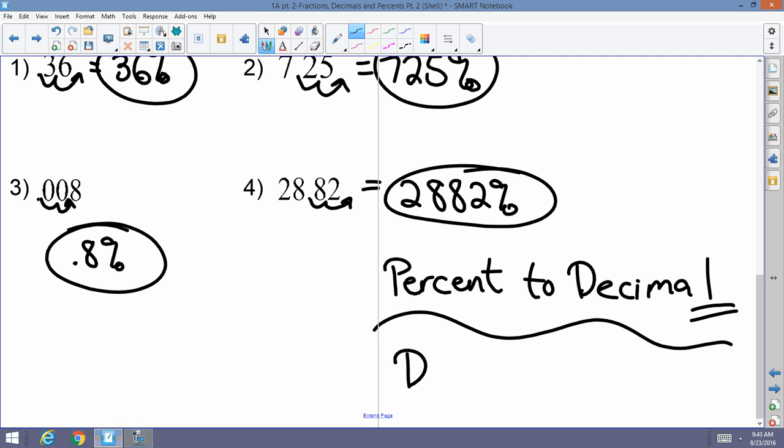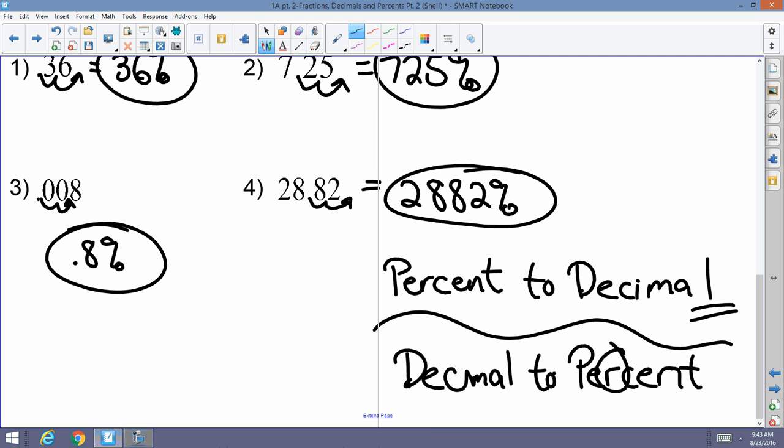If I'm going from decimal to percent, per R, the R for right. I'm going to go 2 places to the right. So that's a nice, easy way to remember. Percent to decimal, la, la, la, L to the left, 2 places. Decimal to percent, R for the right, 2 places to the right. Percent to decimal, 2 places to the left. Decimal to percent, 2 places to the right.